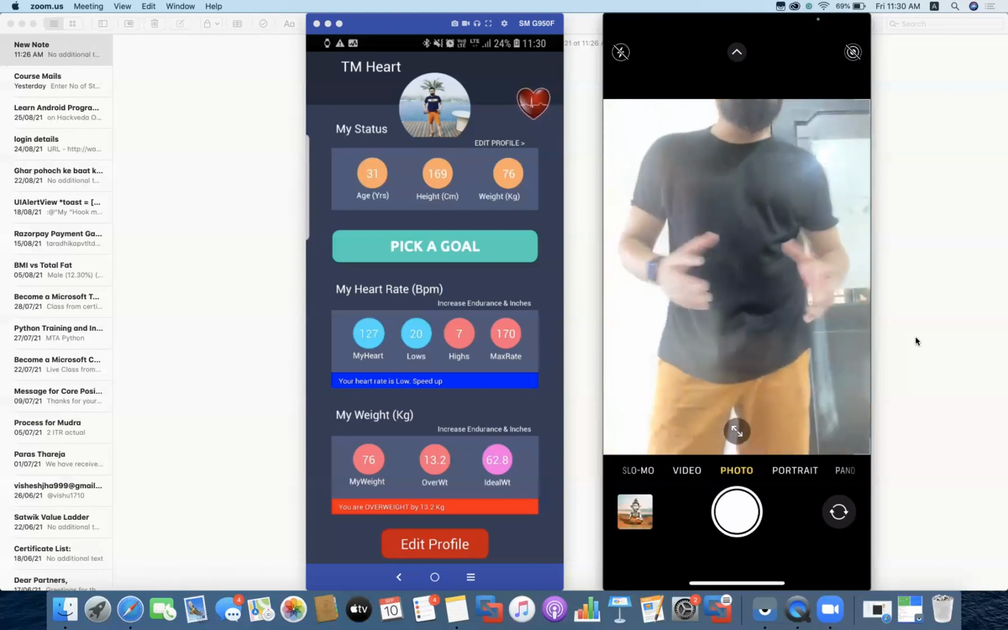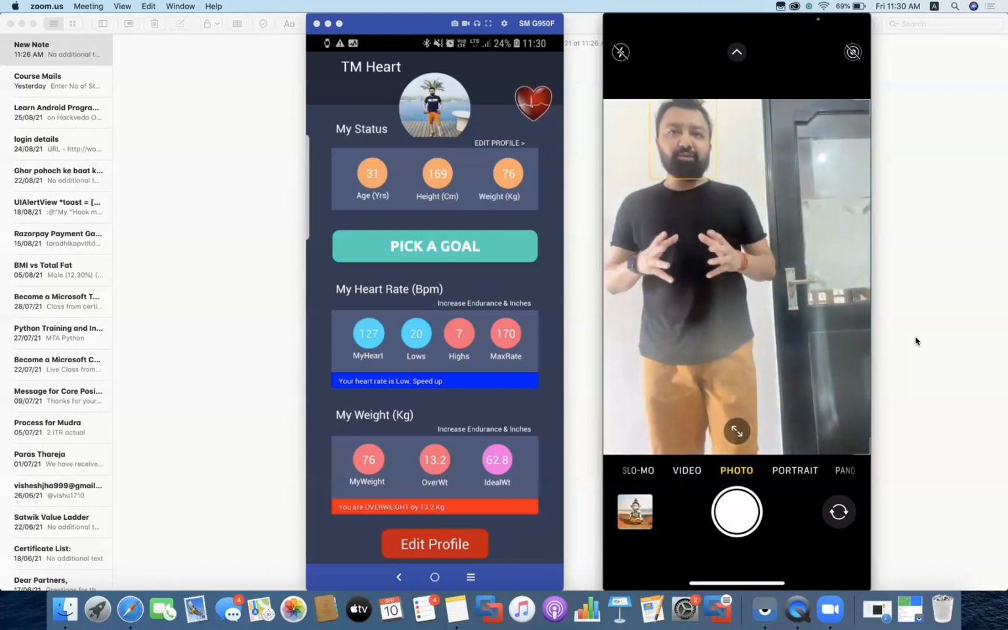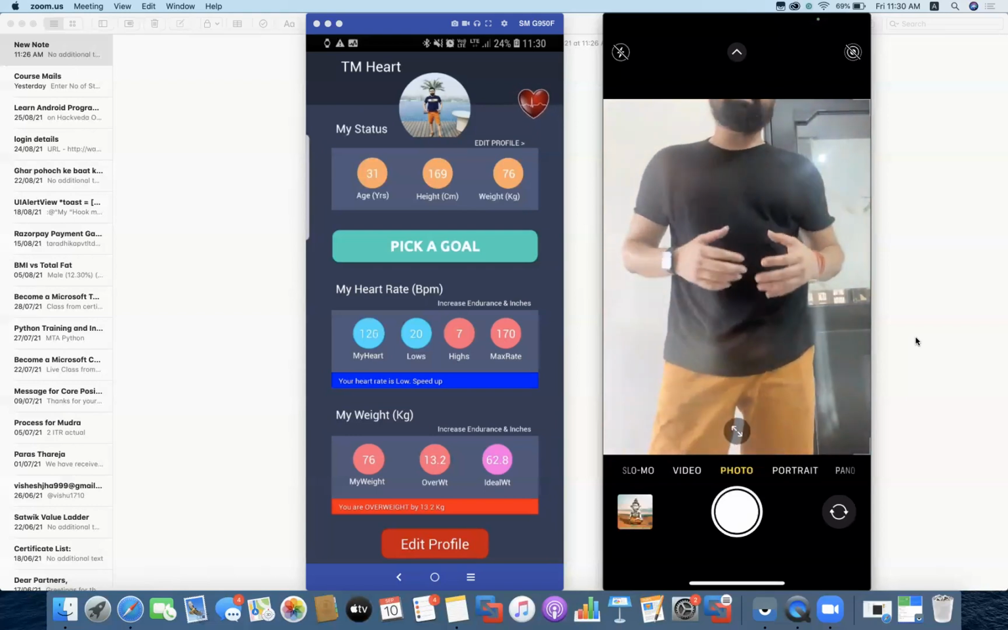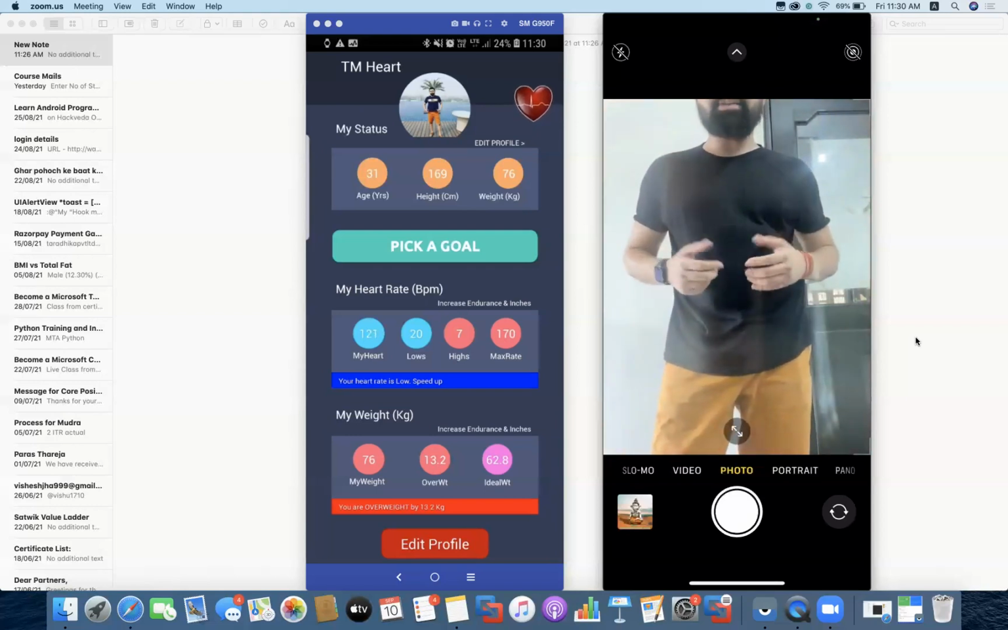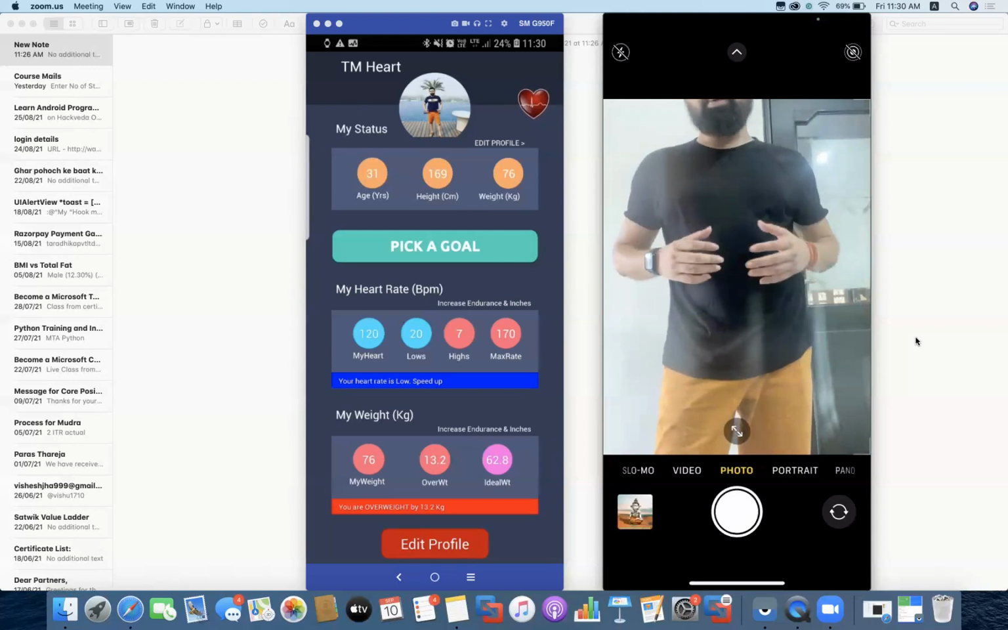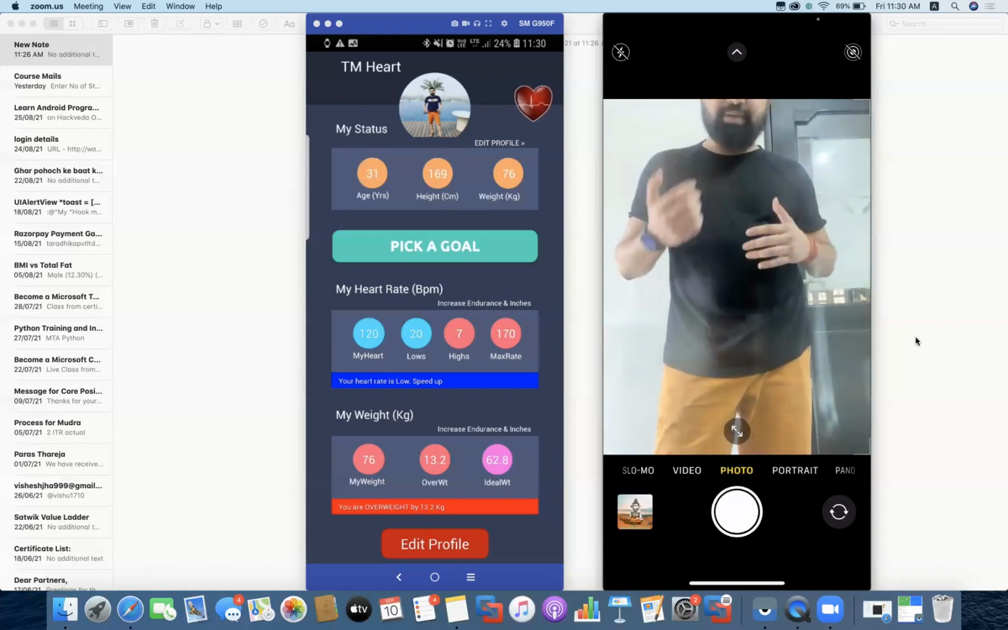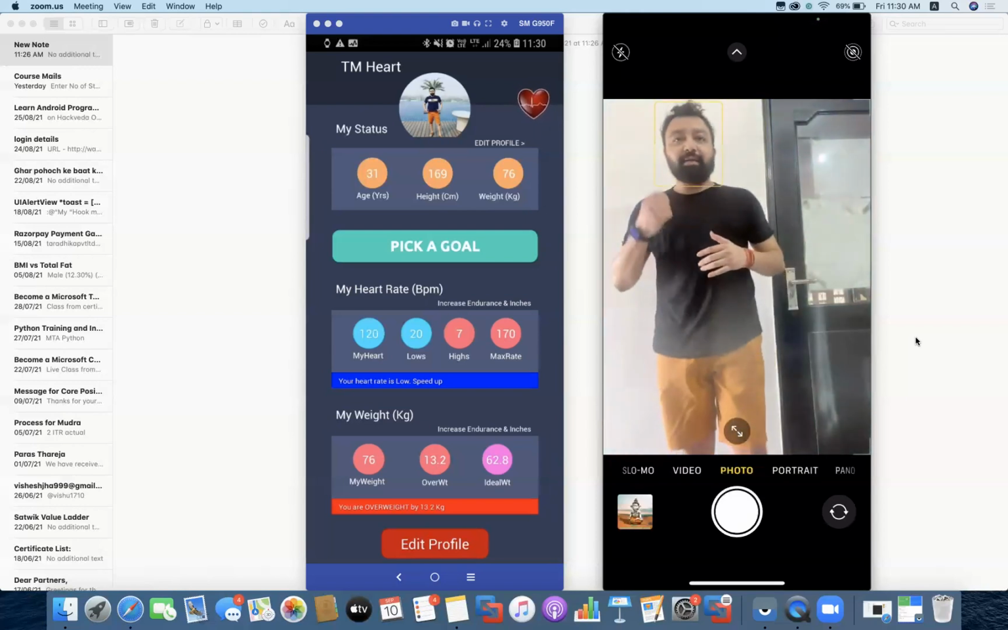Hey guys, so we have made this application on STM Heart. This application helps us during the workout sessions. So let's say we are working out and our heart rate goes high. This application is going to notify us when to stop and when to restart our cycle again.